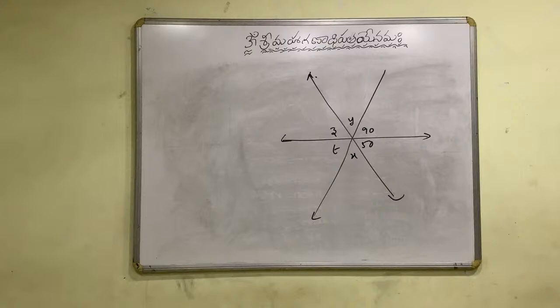Can anyone say what is Z? What is Z? No answer? Z is 50, Tejal. X is equal to Y. Why is Z 50, Tejal? The sum of all those angles is 360.